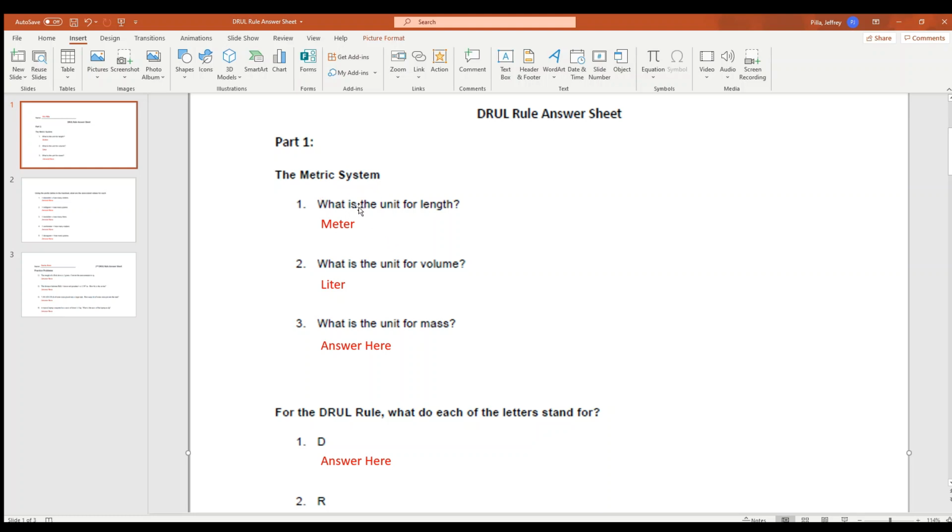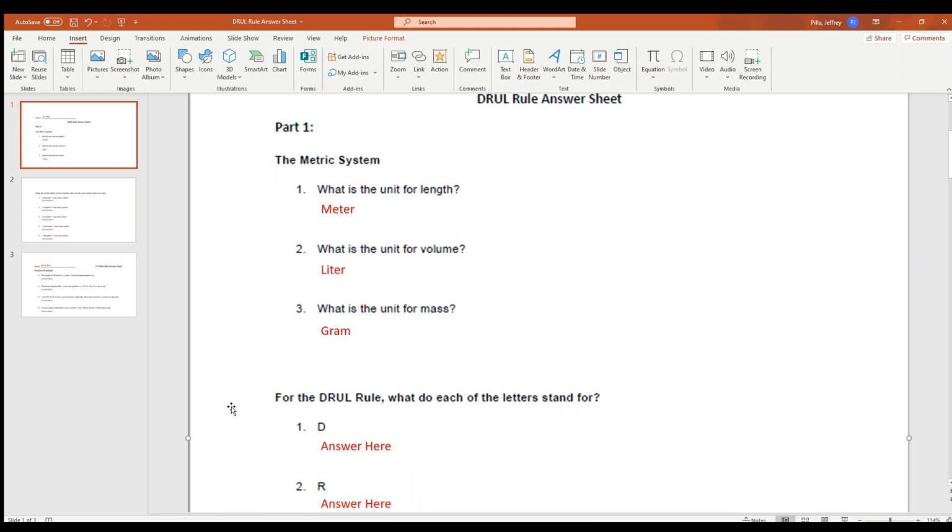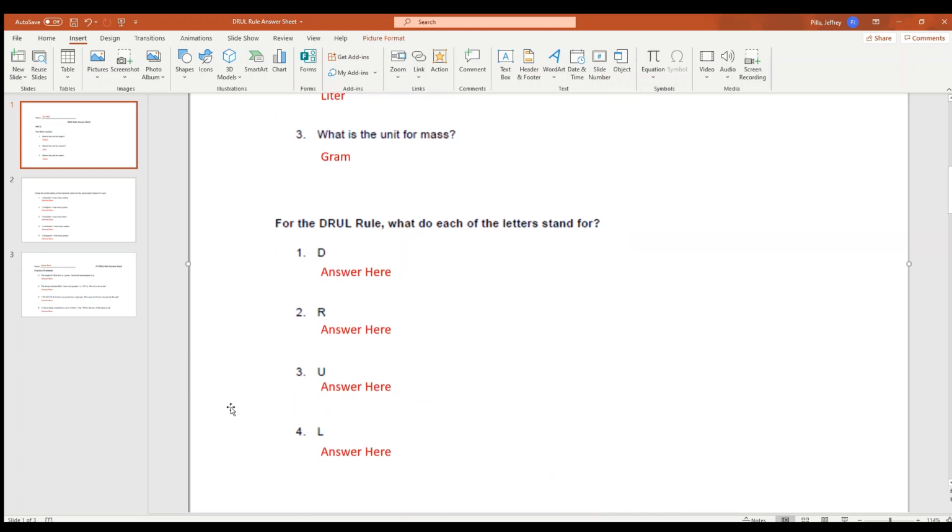The metric system, the unit for length is meter. The unit for volume is liter. And the third question here, what is the unit for mass? The answer there is the gram. Alright? So, again, check these three answers with the answers that you came up with to see if you got the right answers. And if you didn't, then you should be aware that these are those units that I was asking for, okay? Alright, so moving on down.